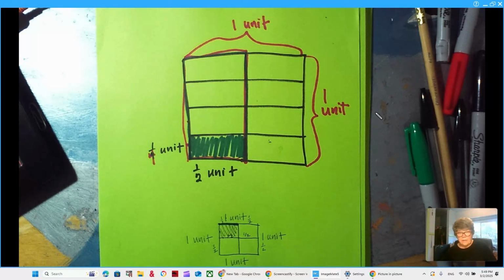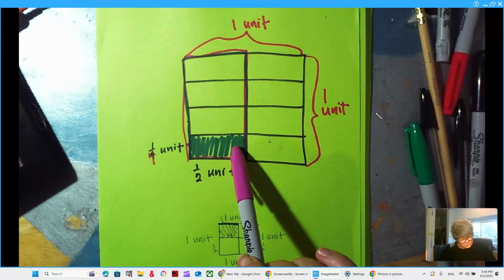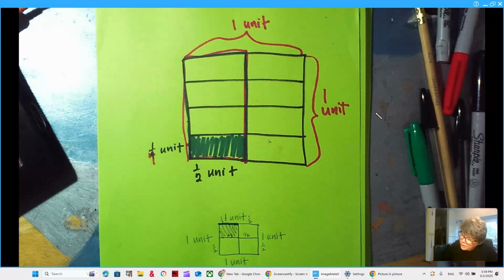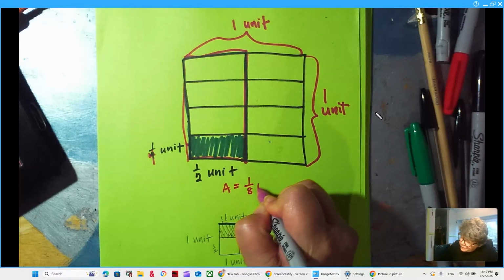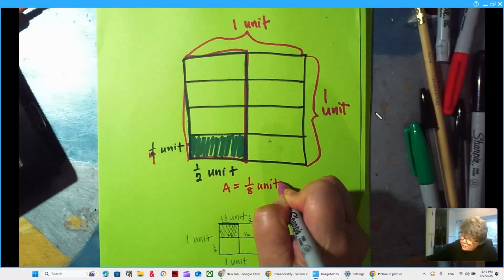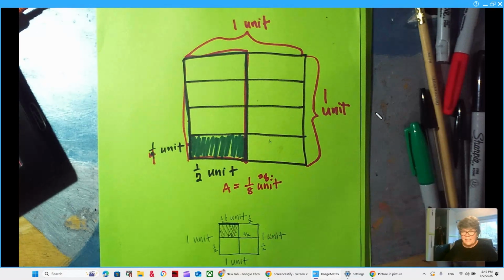So can we find the area now of our shaded rectangle? Do you see that it is 1/8 of a unit, a square unit? I put SQ there. Can you see that? Okay. So because we partitioned the unit square into equal parts, we can find the area of the parts.